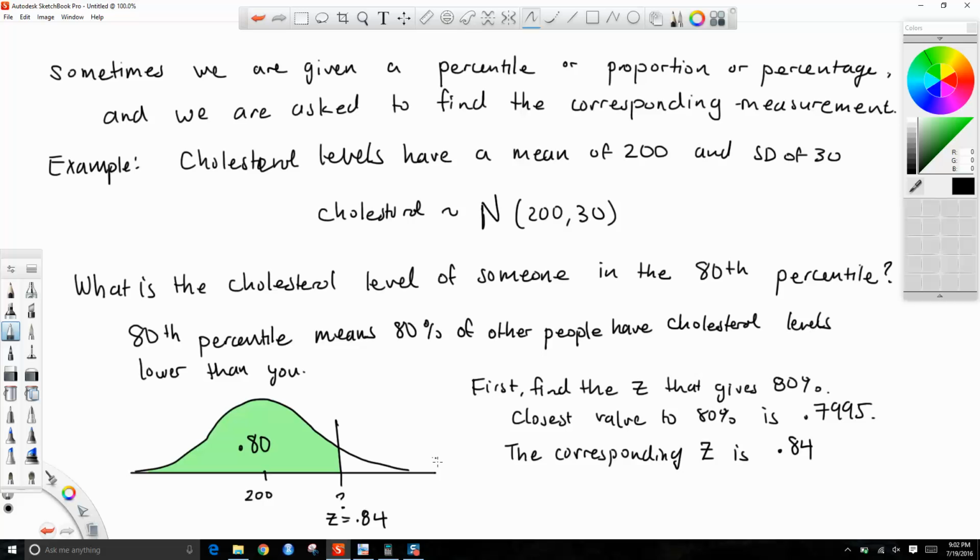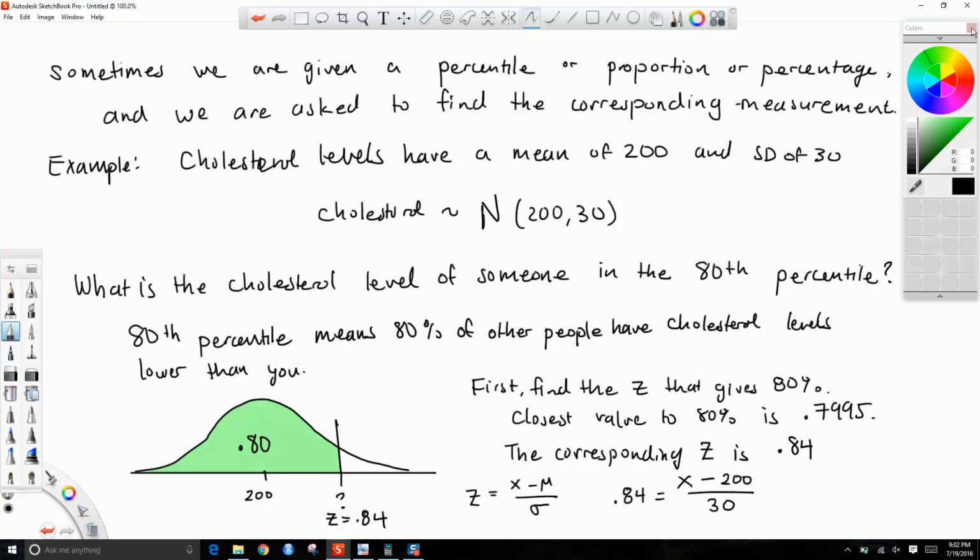How can I go from a z back to the measurement? Okay? Well, here I'm going to just use the z formula and say z is x minus mu divided by sigma. I'm going to plug in the values I know. I know that my z is 0.84. This is equal to the unknown x minus, what's my mu? 200. And what's my sigma? 30. Okay?